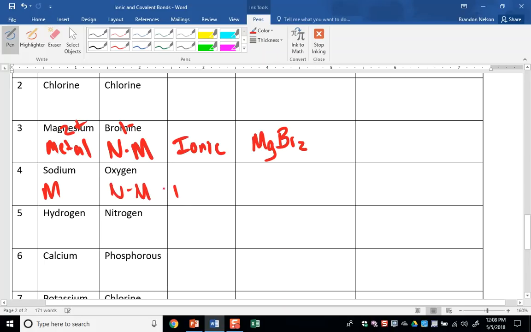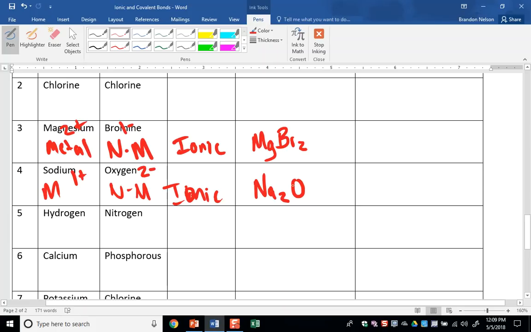For sodium and oxygen, sodium is a metal, oxygen is a non-metal. So what we're going to get, again, is an ionic bond. And now we've got to decide how many of each thing. So sodium is going to make a 1+, oxygen is going to make a 2-. So in order to satisfy oxygen, because oxygen wants 2 electrons, sodium, we're going to need 2 of you. So sodium, Na, 2, and then just 1 oxygen.